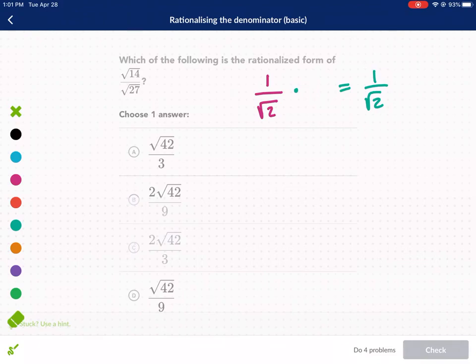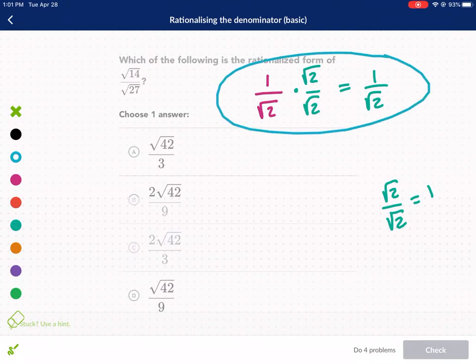Now, I can change how this 1 looks, as I showed before. I can have it be 1 over 1 and the value is still the same. 1 over the square root of 2 times 1 is still 1 over the square root of 2. Now, what happens if I change how this number 1 looks? What if I made it the square root of 2 divided by the square root of 2? You'll probably agree that the square root of 2 divided by the square root of 2 equals 1. Anything divided by itself is 1. So if I multiply anything by 1, we're good. It doesn't change the value of the expression. So this is still a true statement.